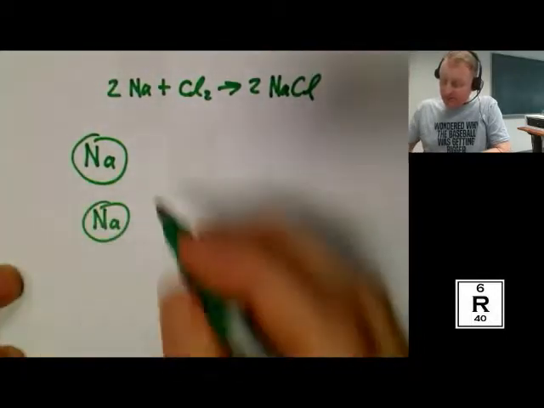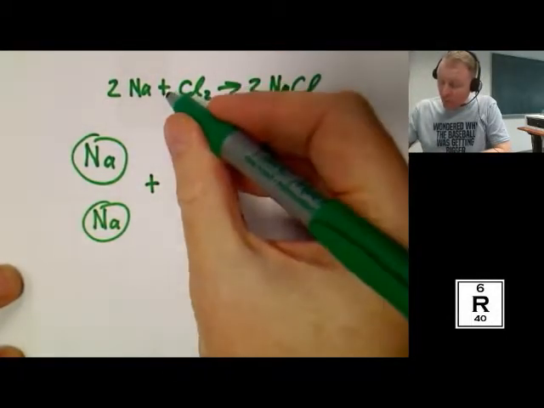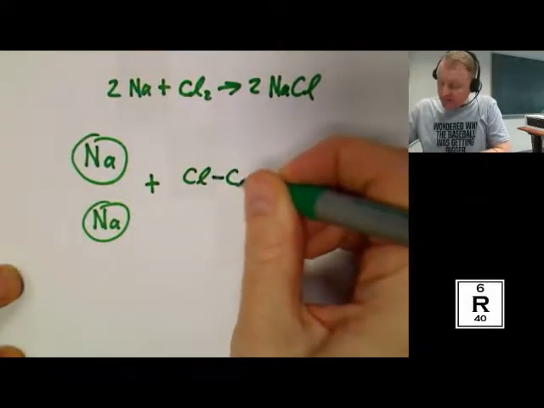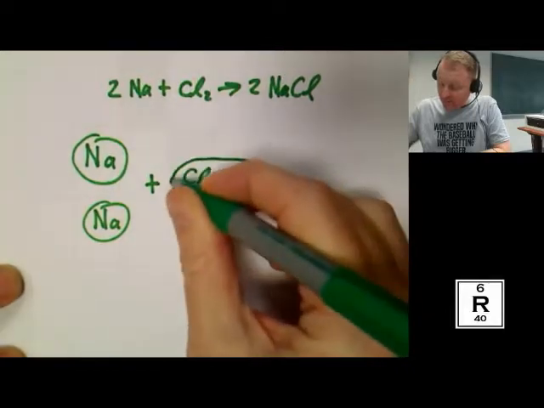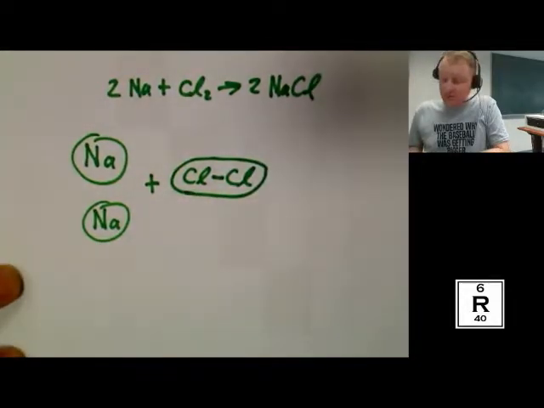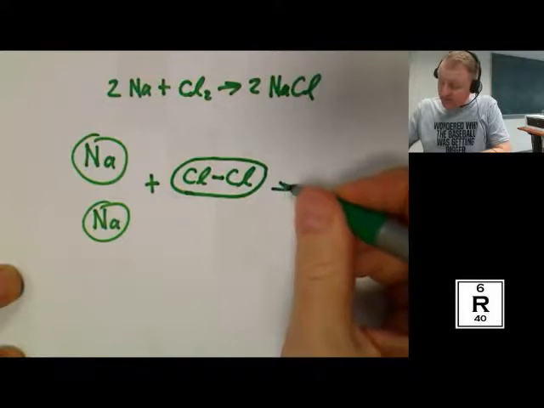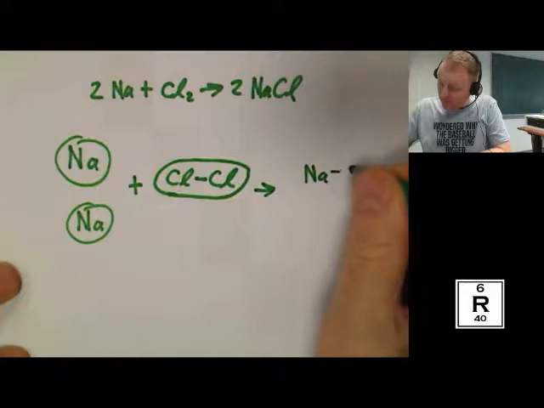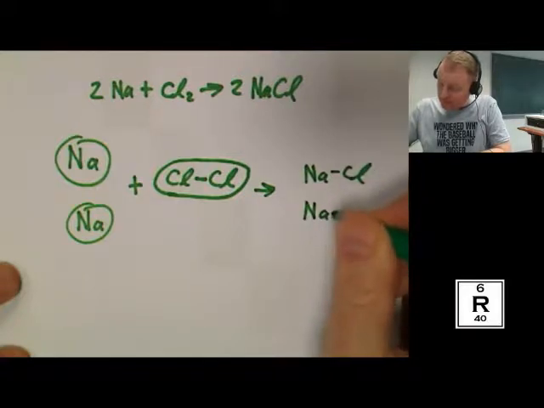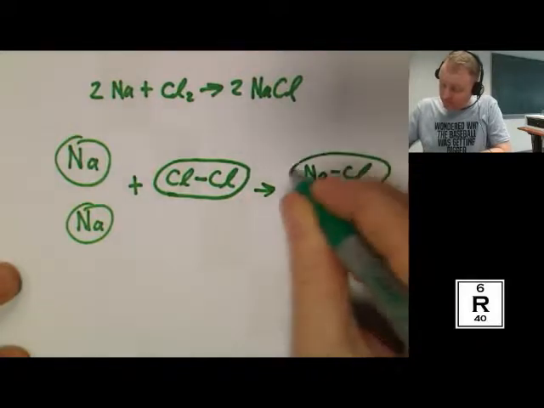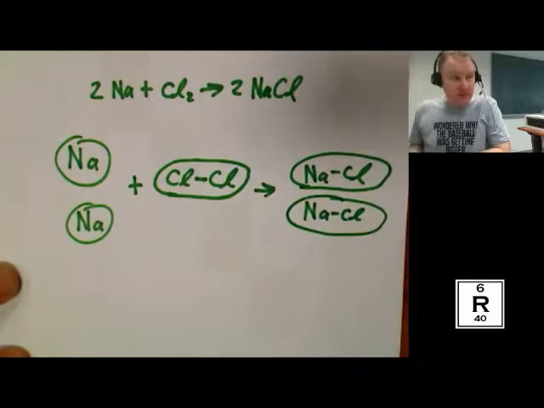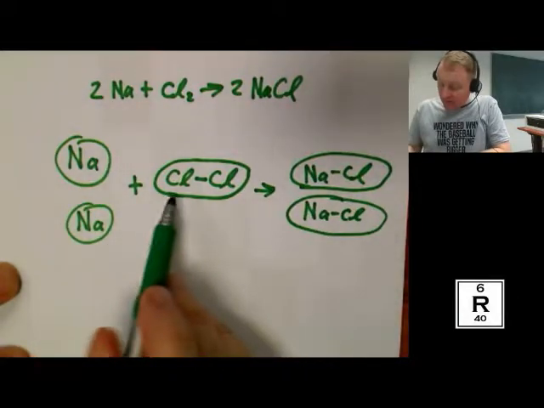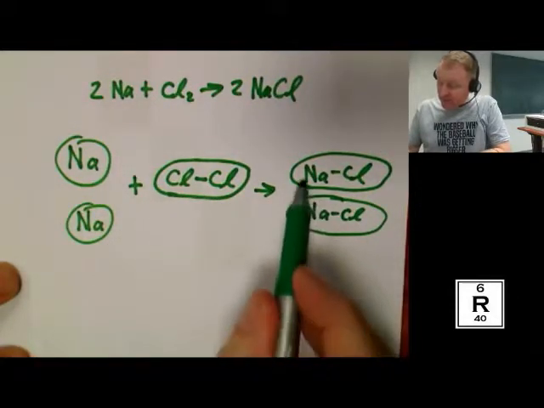So that's 2 sodiums, plus a 1 Cl2. That means that chlorine is connected to another chlorine, and there's just one of them. That's the difference between those subscripts and coefficients. And what is it yielding? It's yielding sodium chloride twice, 2 sodium chlorides. So as you can see here, we've got 2 sodiums and 2 chlorines, and at the end we've got 2 sodiums and 2 chlorines.